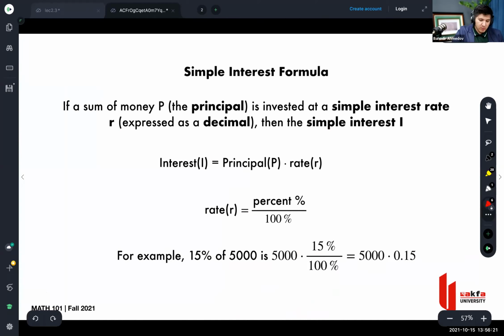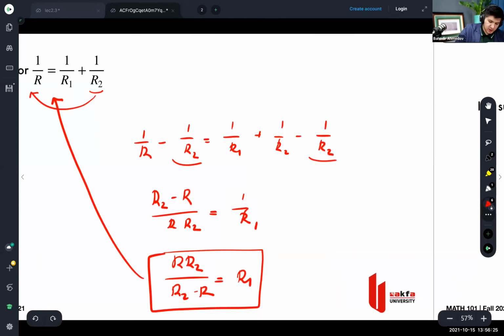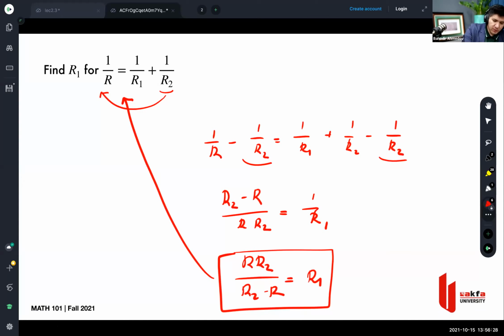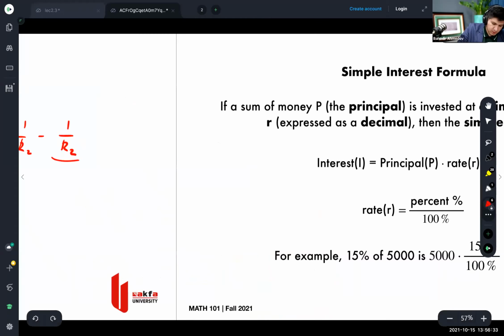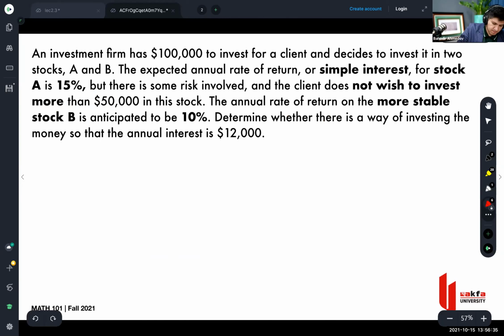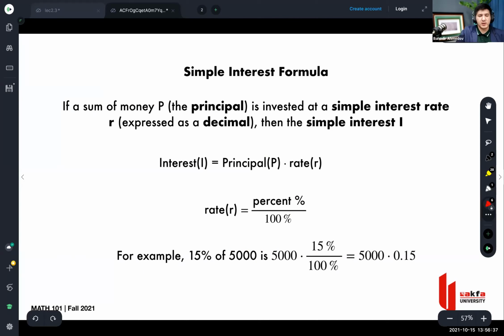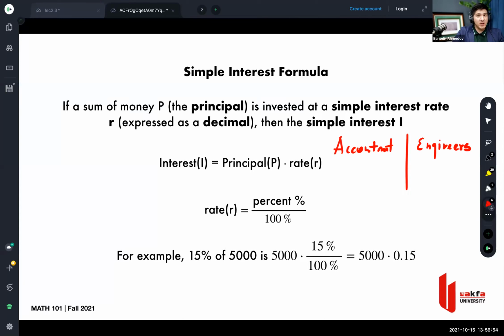Okay, so what I wanted to do with you now is simply talk about percentages. Do you know that, oh, you probably don't see this, right? Okay, well, we'll come back to this. So do you know that accountants and engineers calculate percentages of some numbers in a very different way?